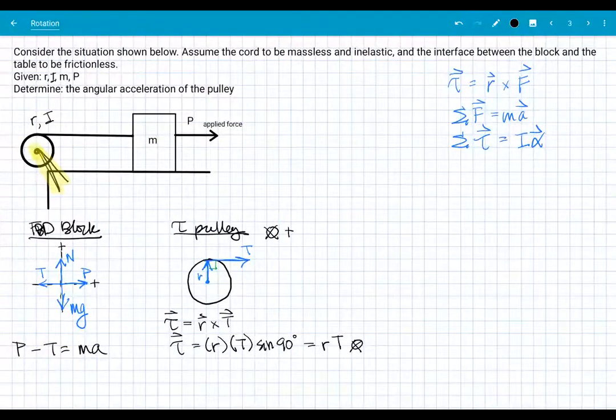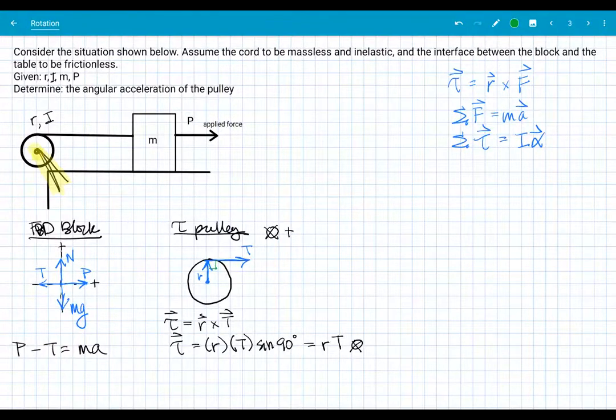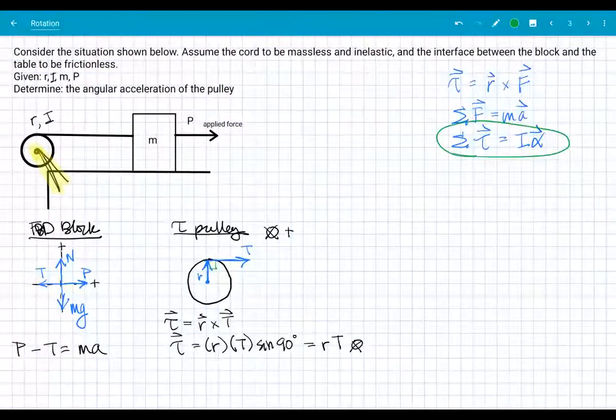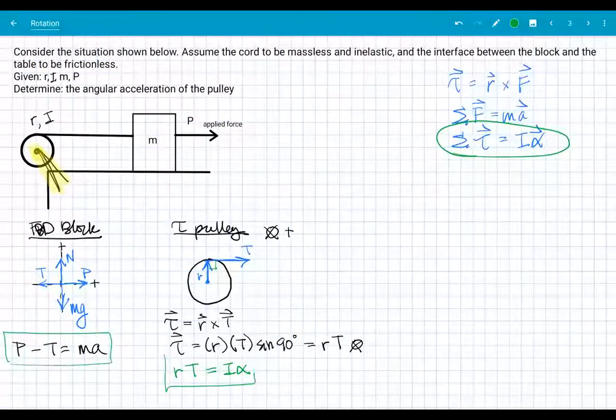So we can get to alpha by now looking at our second law. I'll do that in a different color just to differentiate that. Second law tells me that the sum of torques is equal to I times alpha. So I'm looking at that equation up there on the top right. What that looks like is RT equals I, that's the moment of inertia of the pulley, times alpha. All right. So I now have two equations, one that I rendered from my second law analysis of the block and one that I rendered from torque analysis on the pulley. And I have to use these two equations together now. These are my two equations.